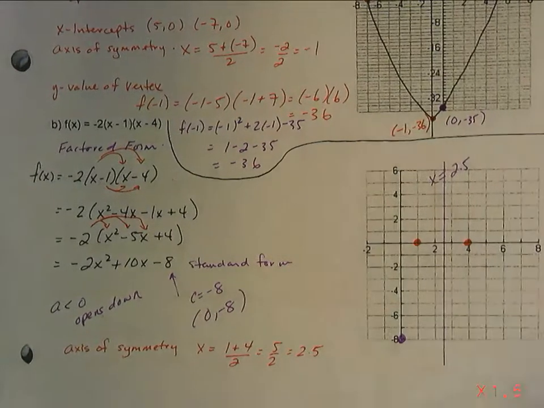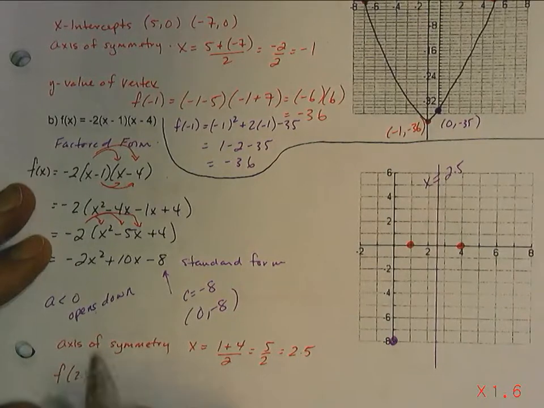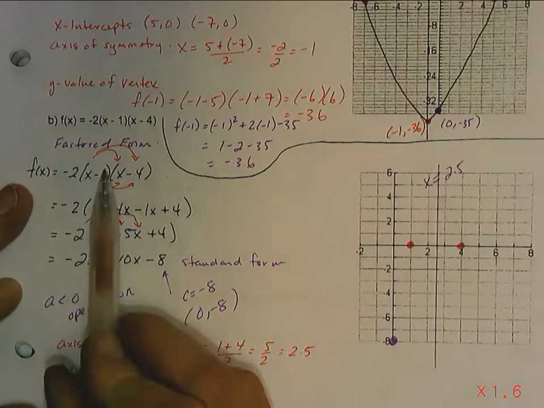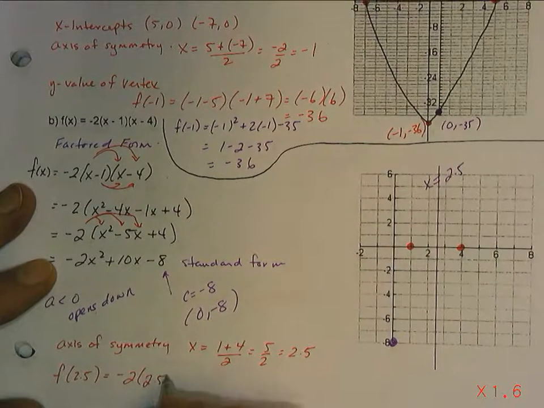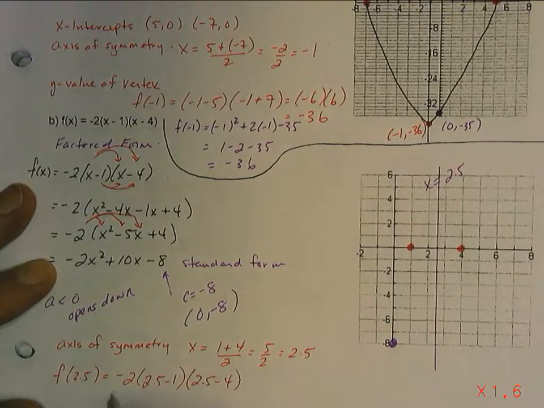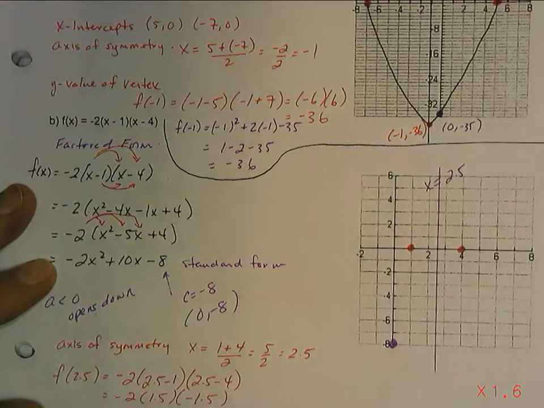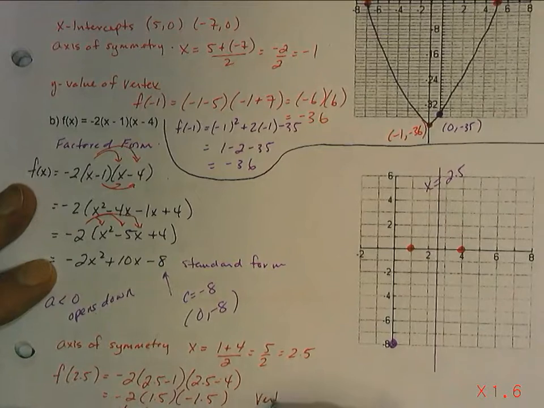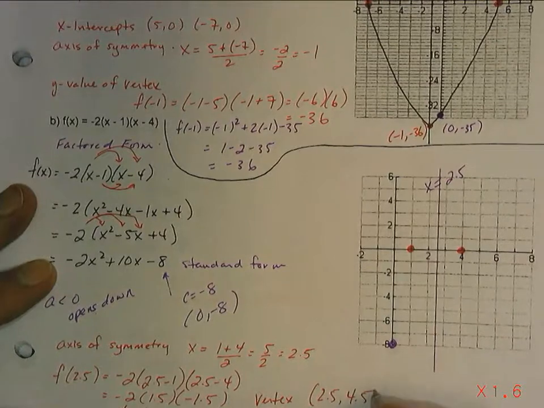If I want to know my y value for my vertex, what I'm going to do is plug in f of 2.5. Now it doesn't matter whether I put it in here or up here. They're both going to work. So -2(2.5 - 1)(2.5 - 4). So that's going to equal -2(1.5)(-1.5). That's going to equal 4.5. So my vertex is going to be (2.5, 4.5).